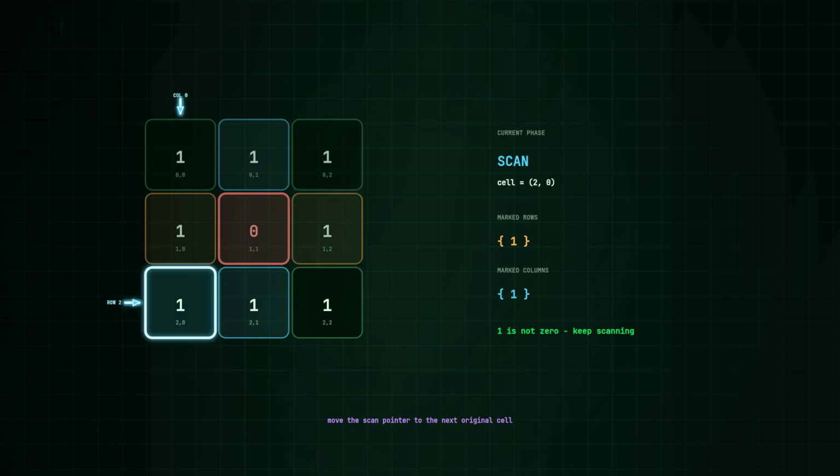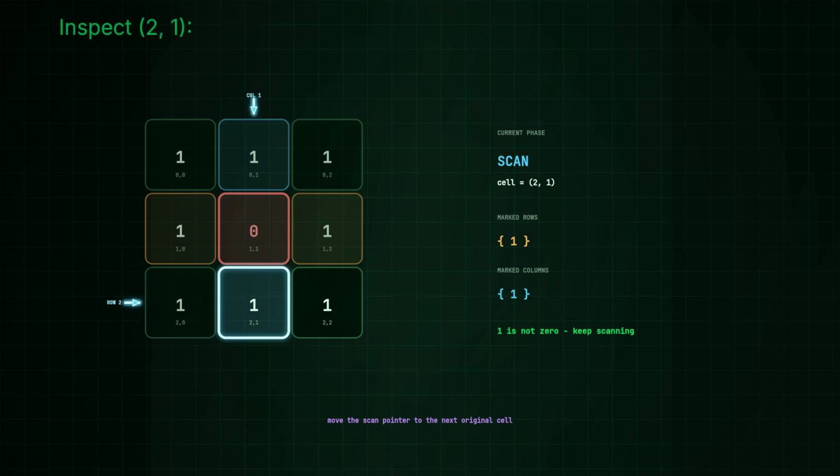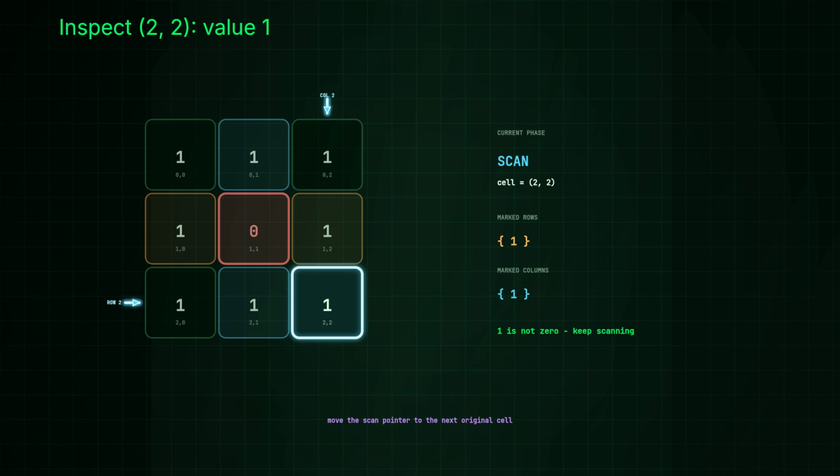Move the scan pointer to row 2, column 0. The value is 1, not 0, so do not mark anything and continue. Move to row 2, column 1. The value is 1, so continue. Move to row 2, column 2. The value is 1, so do not mark anything and continue.